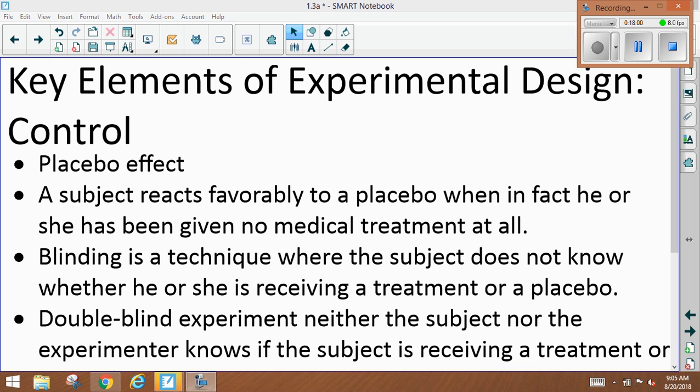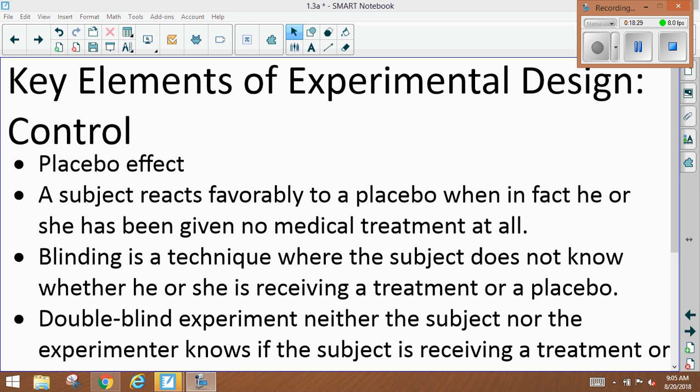So also talking about blinding. So proper blinding techniques. So, right, the subject doesn't know whether they're getting a placebo or not, which is good, right? Because if you told them they're getting a placebo, then that could affect the outcome.